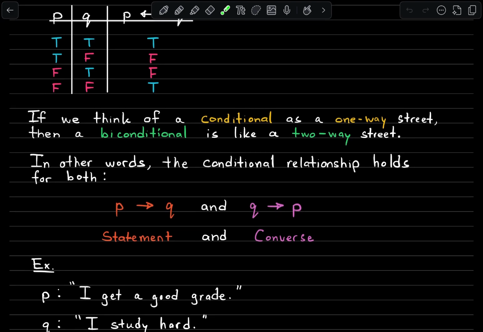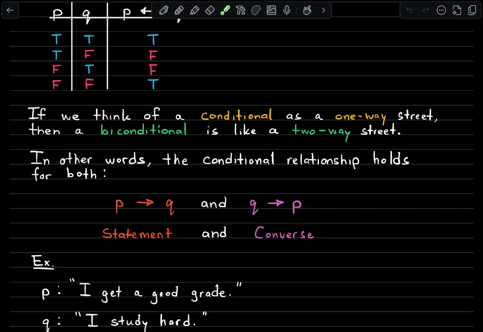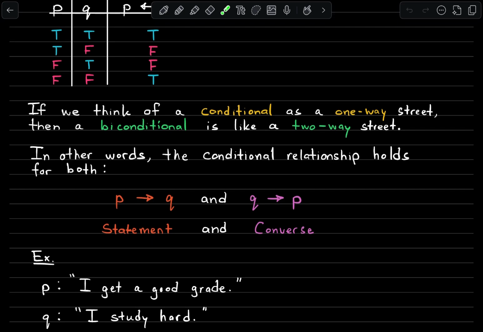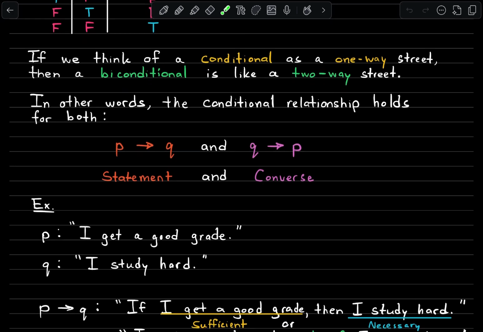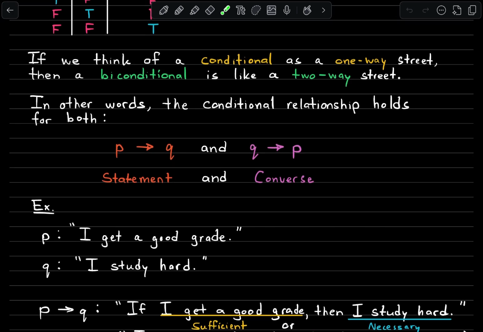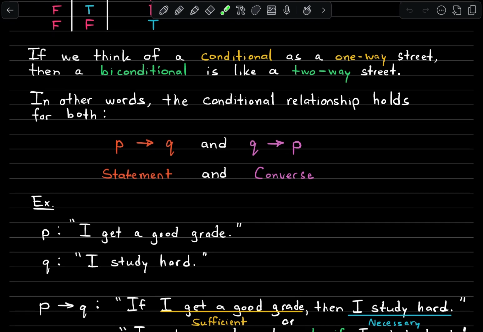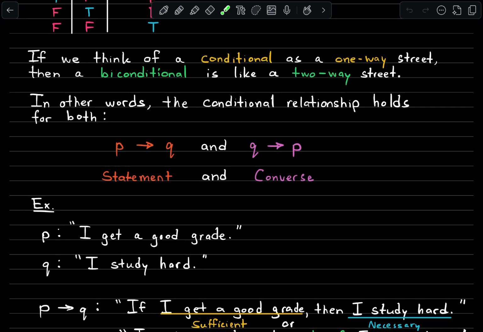Let's suppose P is the statement, I get a good grade. Q is the statement, I study hard. So how does this look? So if we have if P then Q, we can write this as, if I get a good grade, then I study hard. Okay, that's nothing new. That's just our conditional at work. Getting a good grade here is a sufficient condition. Studying hard is the necessary condition.